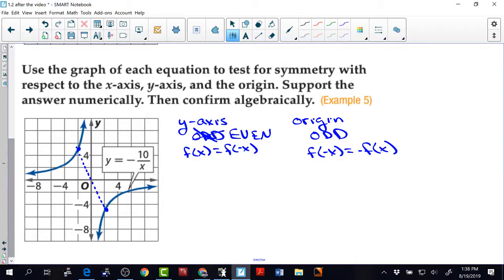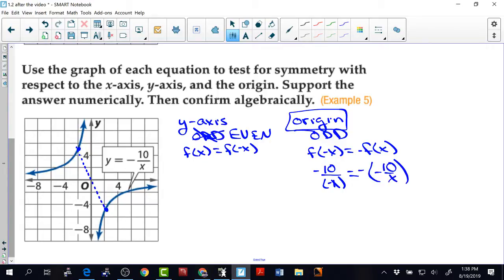Use the graph to test for symmetry. So symmetric over the origin. Support the answer numerically. Don't do that. We're going to confirm it algebraically. So this says plug negative x into the function, which gives us negative 10 over negative x. That's what it says, f of negative x. Plug negative x in for x. Then on the right side, it says take the opposite of f of x, which is negative 10 over x.